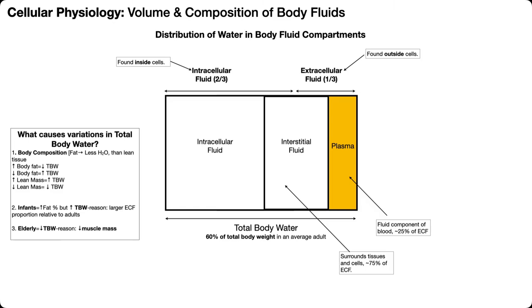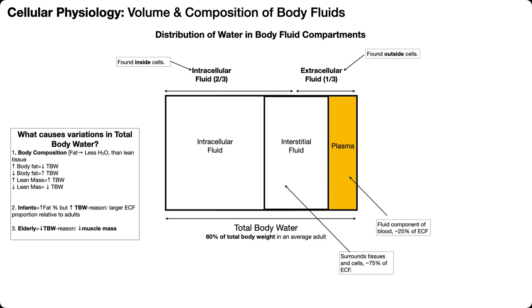Okay, so water is going to be a vital component of the human body. It's going to make up about 60% of total body weight, total body water in an average adult. Now, this water is going to be distributed across different compartments, each playing a critical role in physiological function.